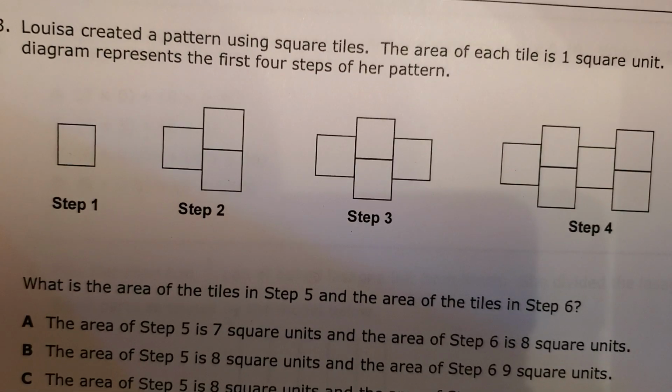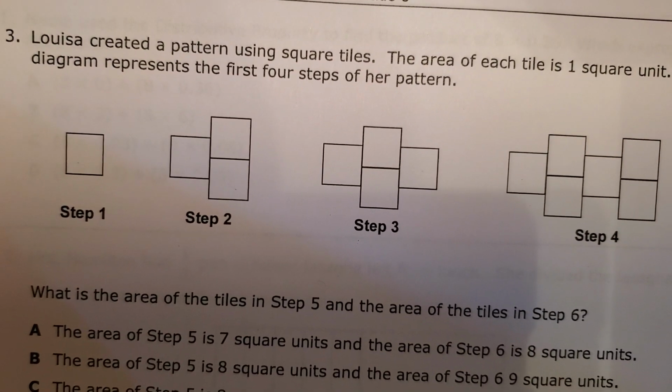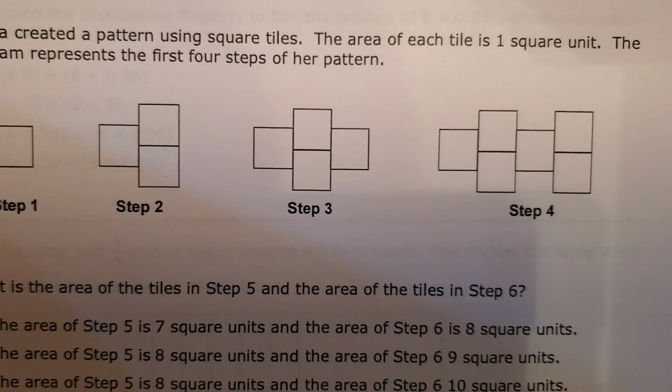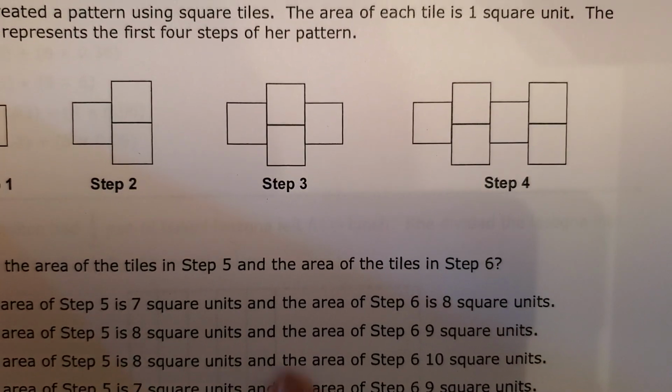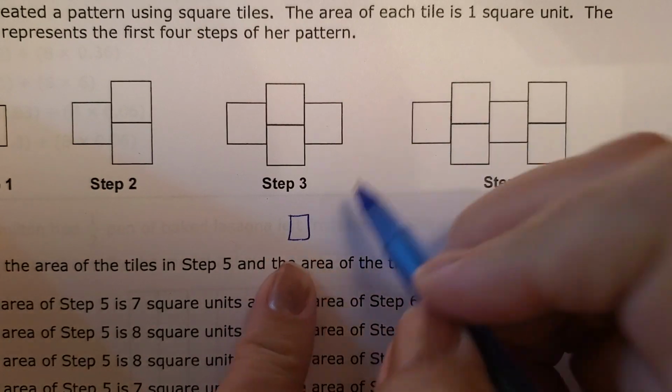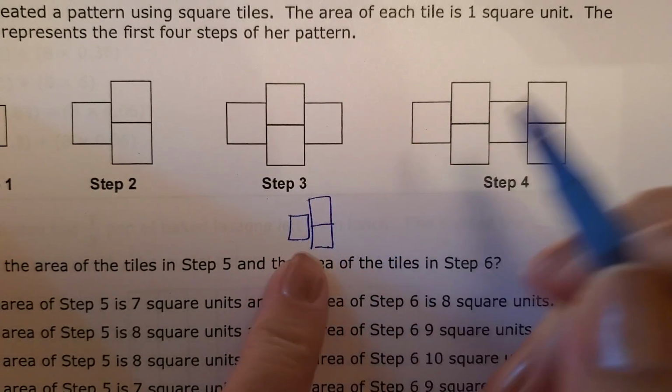Okay, and number 3. Number 3 says, Louisa created a pattern using square tiles. The area of each tile is 1 square unit. The diagram represents the first 4 steps of her pattern. What is the area of the tiles in step 5 and the area of the tiles in step 6? Okay, so I'm going to draw those out. So this is going to be step 5. So I'm just going to repeat what we have here for step 4.